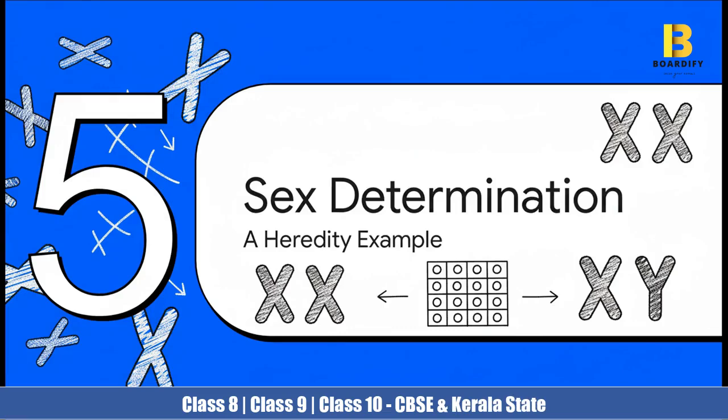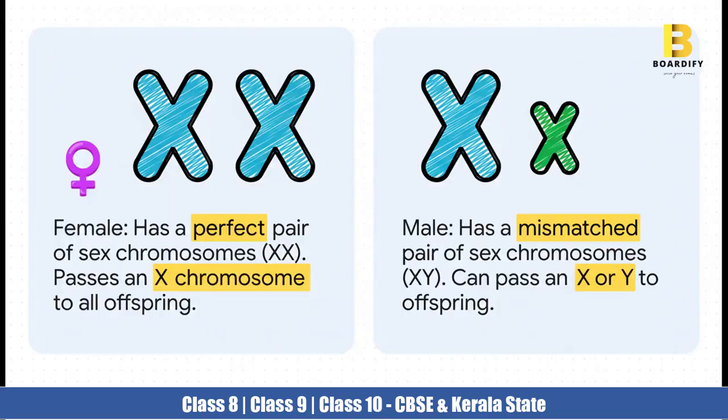All right, let's take all these concepts and apply them to a perfect and really important real-world example: sex determination in humans. This is a classic case of how chromosomal inheritance works. So remember those 23 pairs of chromosomes? Well, for 22 of them, the pairs are matching, but that 23rd pair is special. It determines our biological sex. In females, you get a perfect pair, 2 X chromosomes, so XX. But in males, it's a mismatched pair, 1 X chromosome and 1 little Y chromosome, so XY.